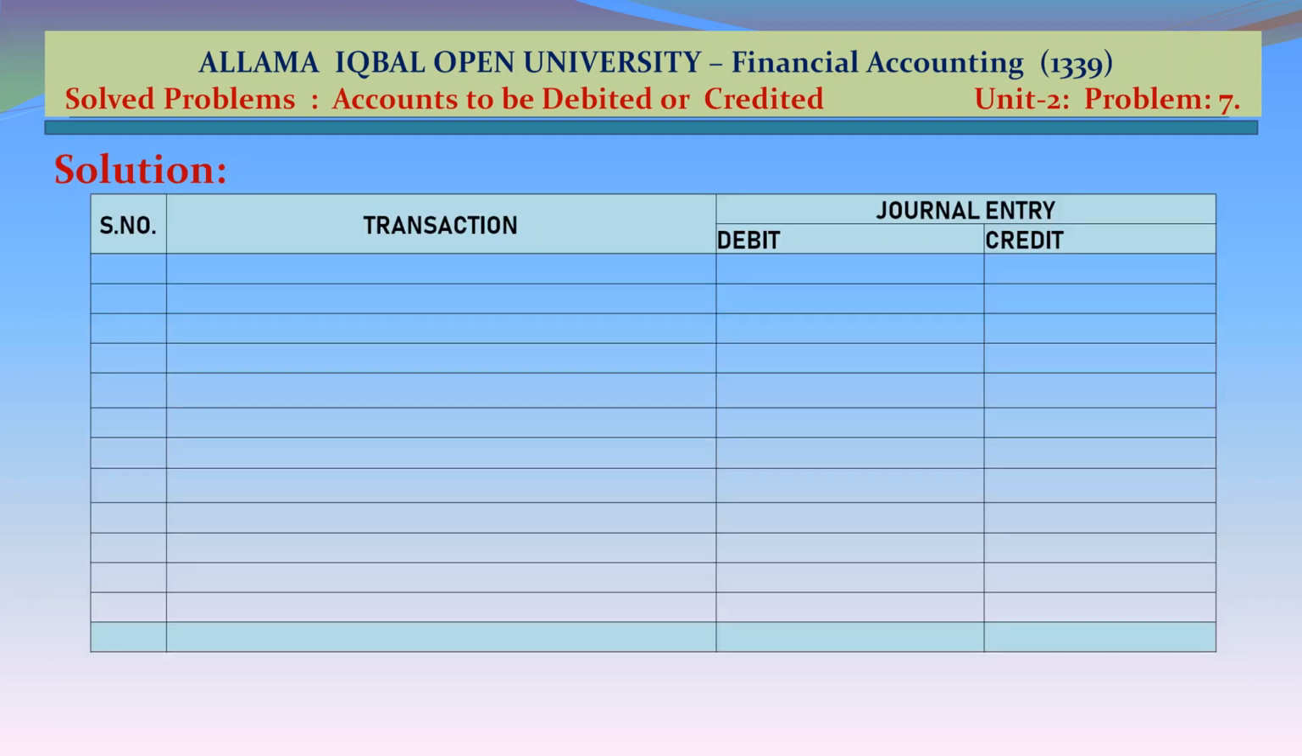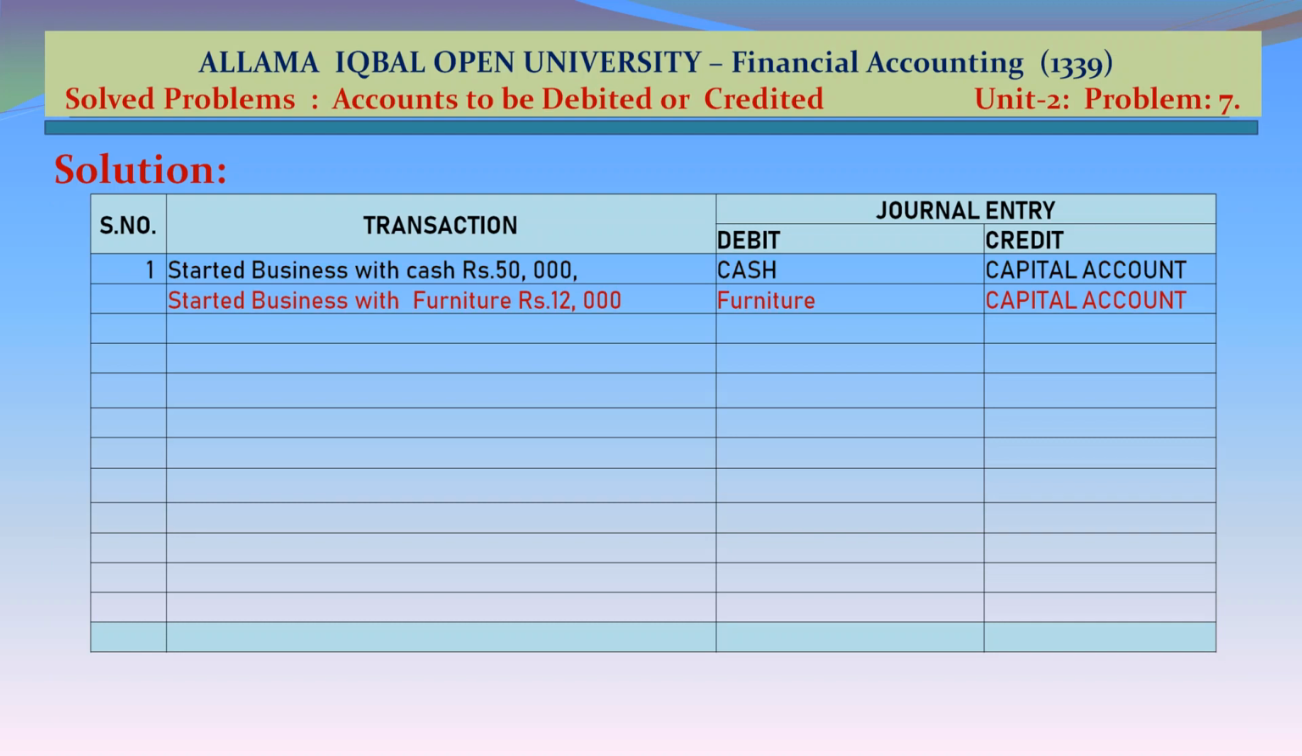Solution. Serial number, transaction, journal entry, debit account, credit account. 1. Started business with cash 50,000 rupees. Debit cash, credit capital account. Started business with furniture rupees 12,000. Furniture debit, capital account credit. Started business with machinery rupees 30,000. Machinery debit, capital account credit.